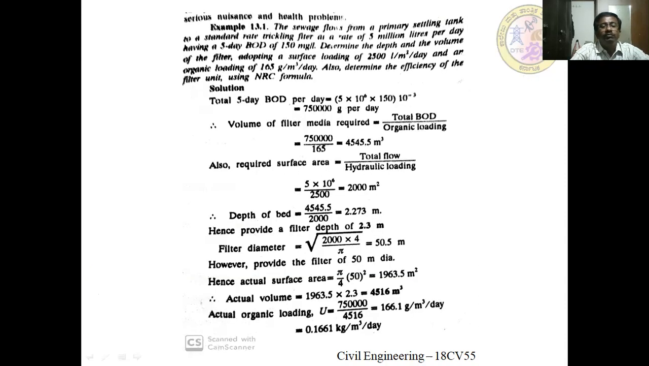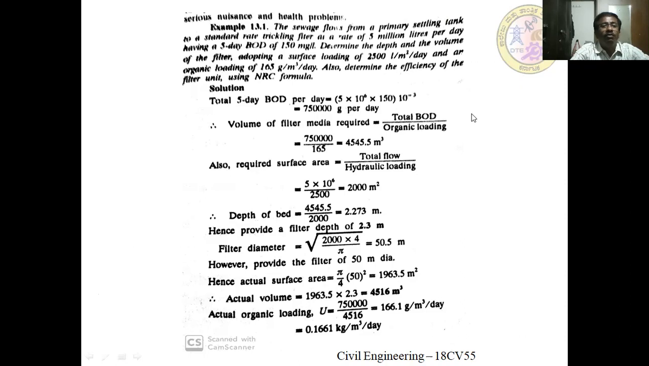So this problem is related to the design of the clarifier and all these things in a trickling filter. The sewage flows from a primary settling tank to a standard rate trickling filter at a rate of 5 million liters per day, having a 5-day BOD of 150 mg per L.